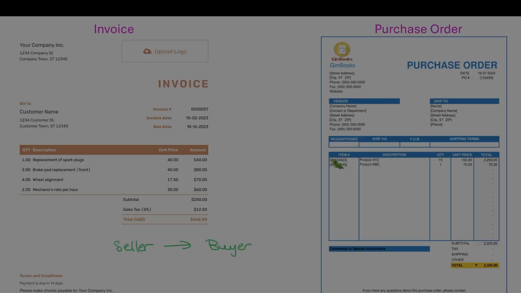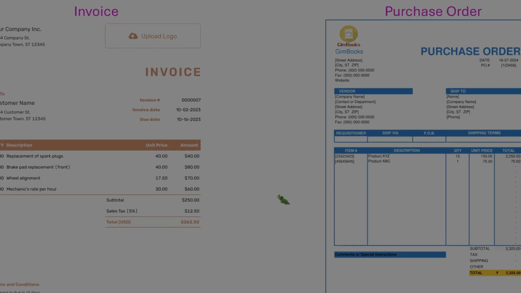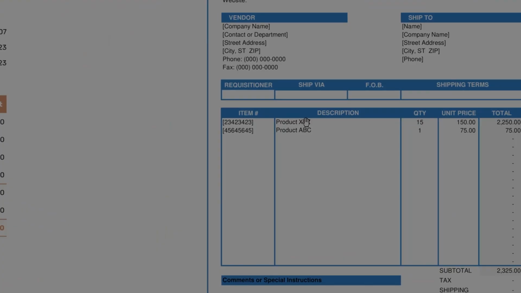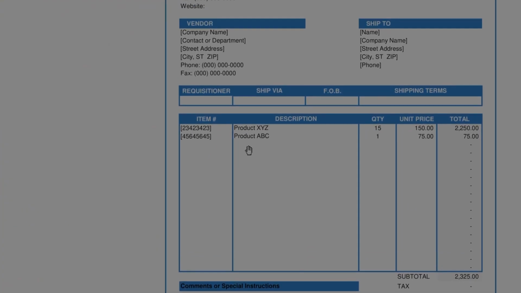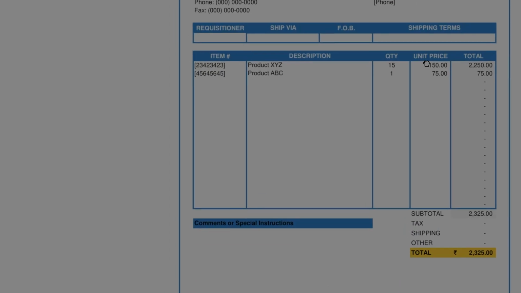This is what a purchase order looks like. A purchase order is sent from a buyer to a supplier to request goods or services. So it contains a description of the goods or services that you would like to purchase along with a total.